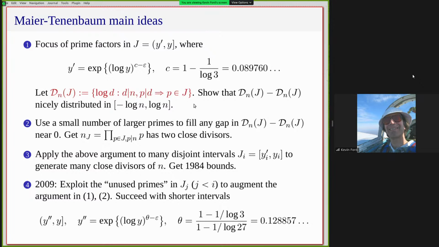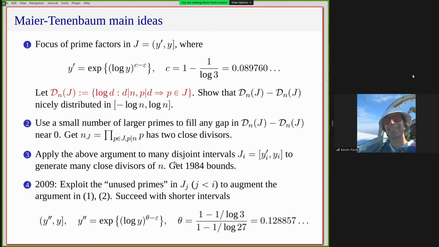So to show this, Maier and Tenenbaum did 2 things. First, they proved that the difference set was nicely distributed in this interval. Okay, I'm being intentionally vague here. But what we care about, of course, is having an element near 0. That would correspond to 2 close divisors. Well, if there aren't 2 close divisors, then you can use a small number of larger primes to fill in the gap near 0. Okay, that was a really key idea in their paper. Again, I'm sweeping aside details at the moment.